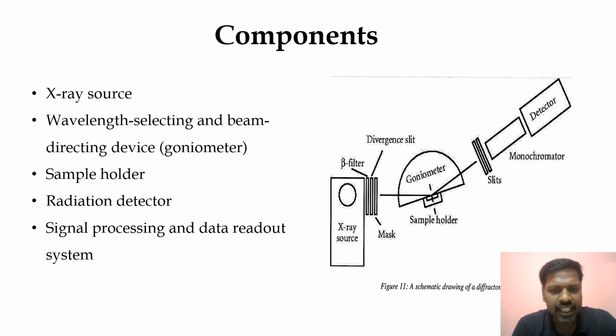Main components of an XRD instrument. An XRD instrument consists of an X-ray source, a sample holder, a detector to measure diffracted X-rays, and a data processing system. All these components work together to record a diffraction pattern.